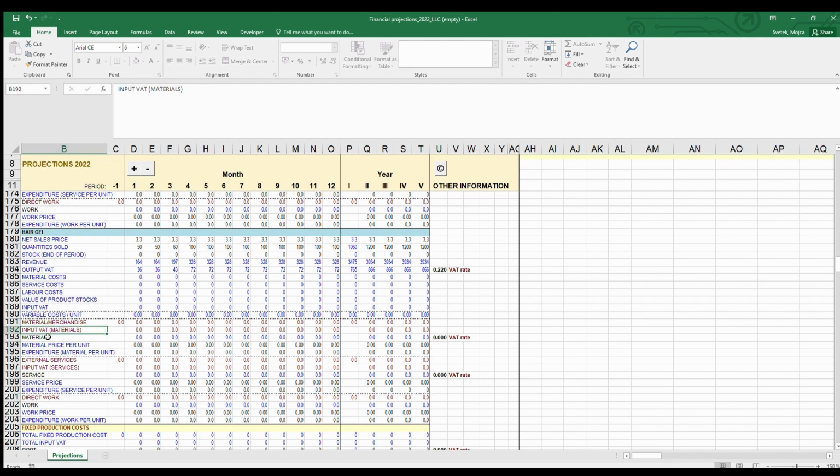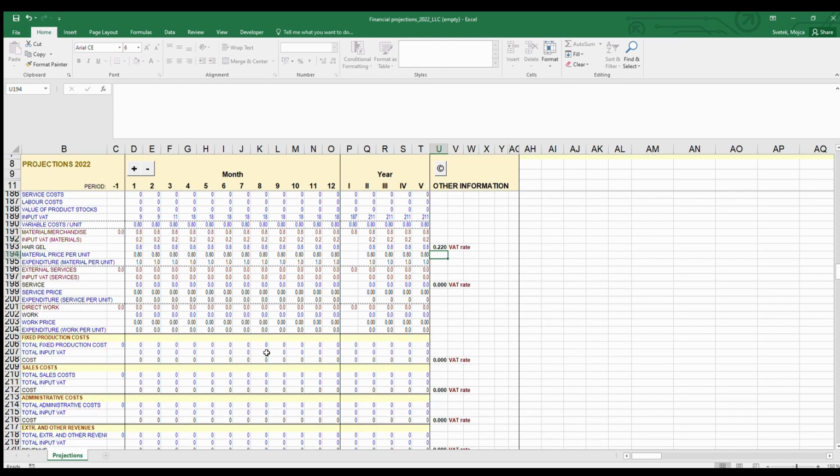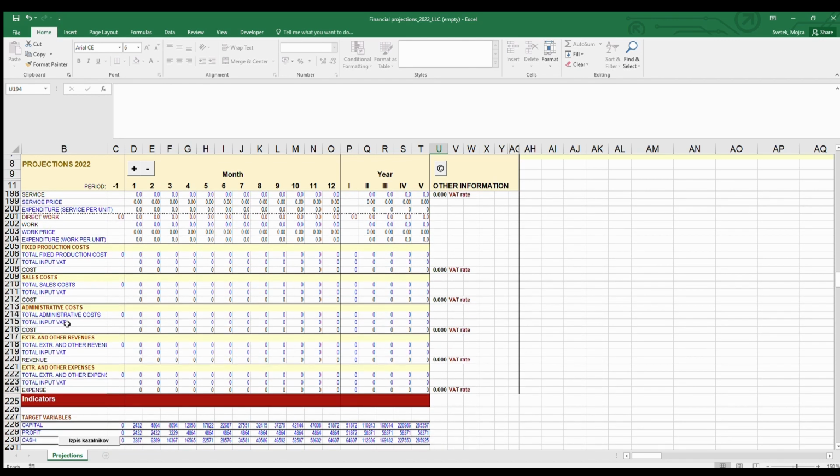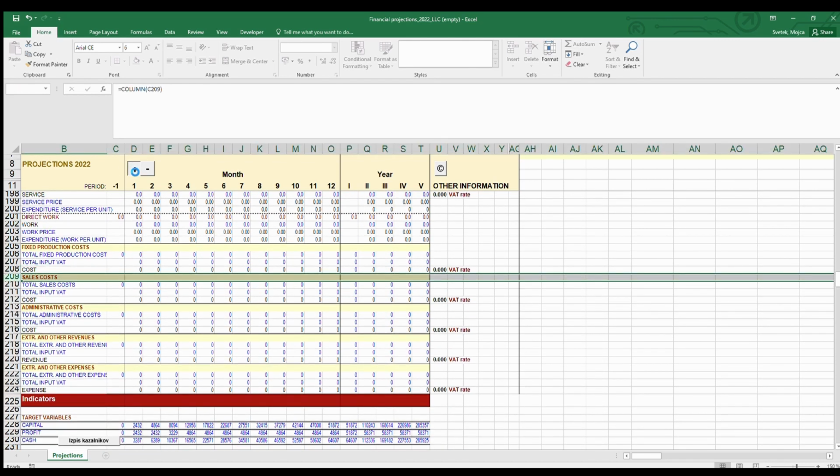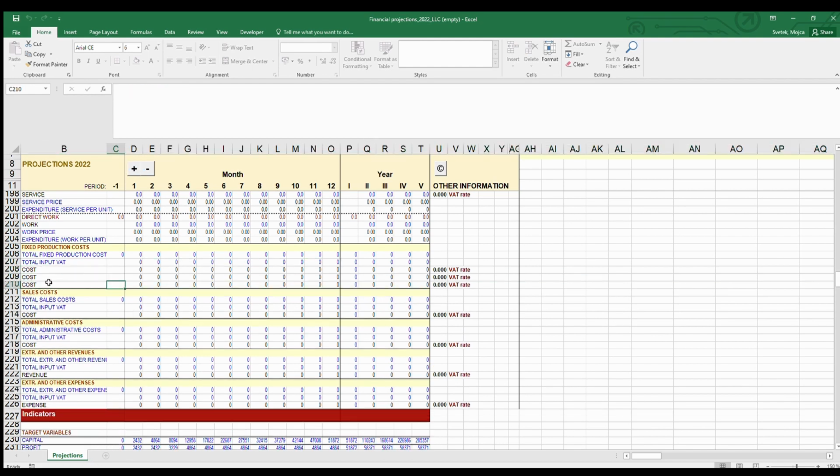Moving to hair gel. The cost price of hair gel is 80 cents. Do not forget to record the VAT rate and expenditure per unit. Now let's consider labor costs. We will record wages under fixed production costs.